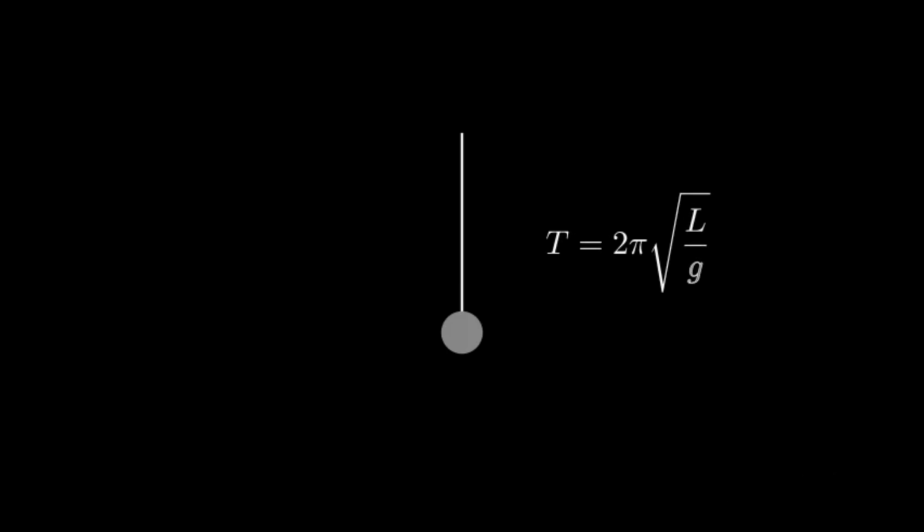What's remarkable is that for small oscillations, the time it takes to complete one full swing is independent of the amplitude, meaning it doesn't matter how far you pull it back, it will take the same amount of time to complete a cycle. This formula shows the period of a pendulum equals 2 times pi multiplied by the square root of length divided by gravitational acceleration.